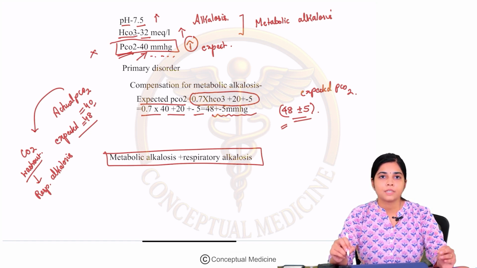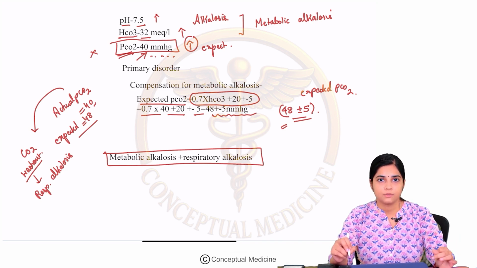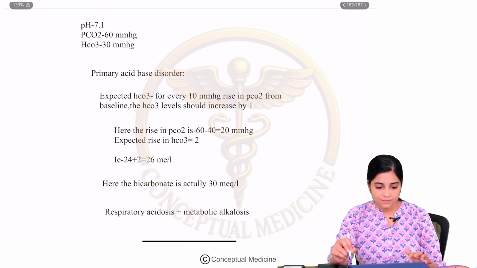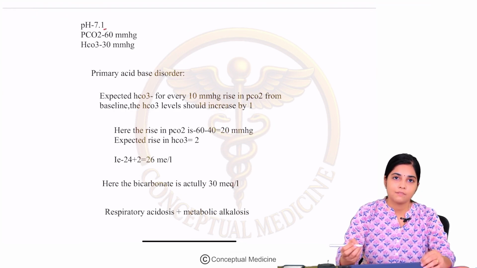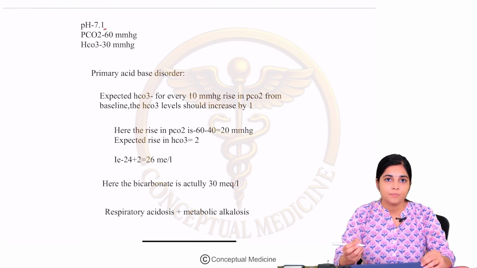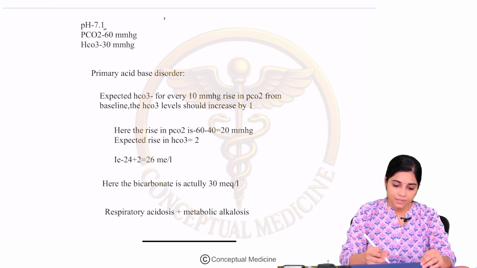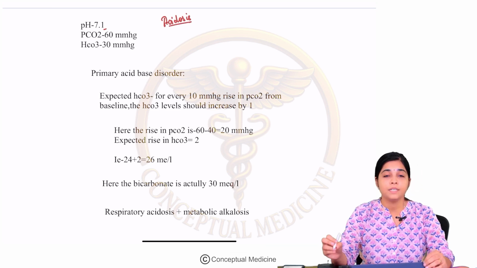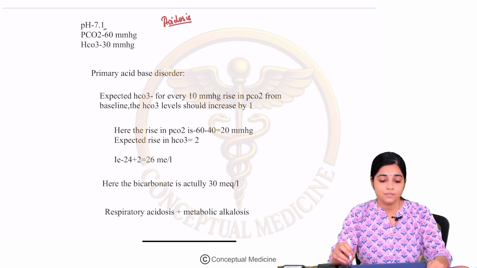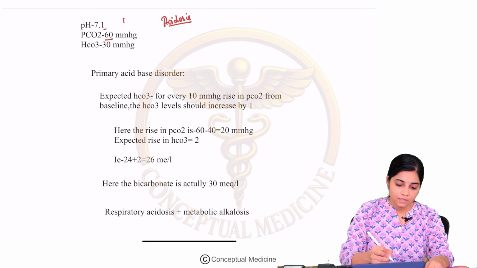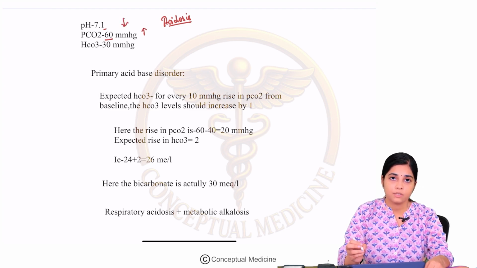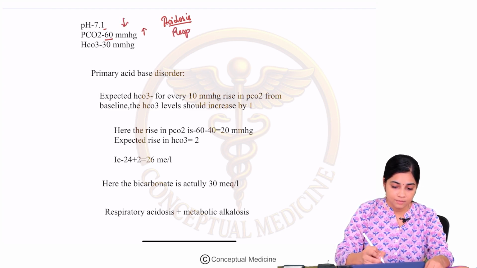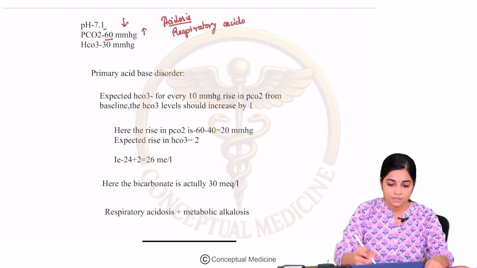Alright. So we have looked at the compensation for acidosis, we have looked at the compensation for metabolic alkalosis. Now let us look at the next question. Here the pH is 7.1. So what do you think is the primary acid-base disorder? The primary acid-base disorder is your acidosis. The PaCO₂ is increased. That means what? It is a respiratory acidosis.